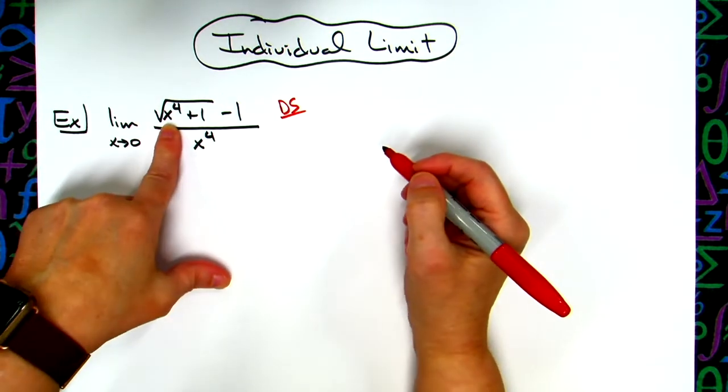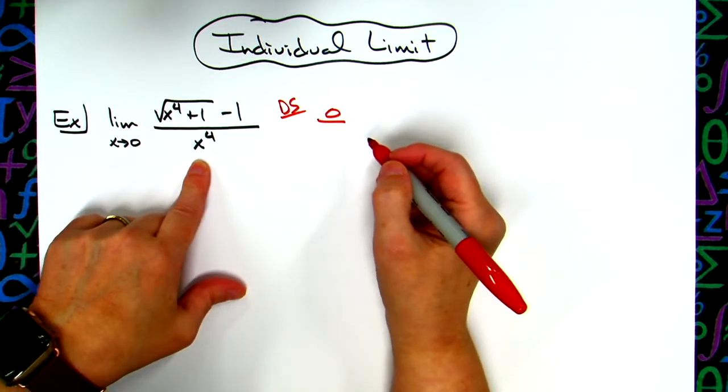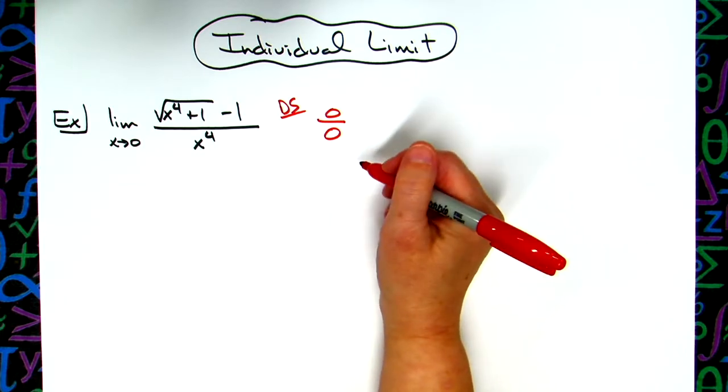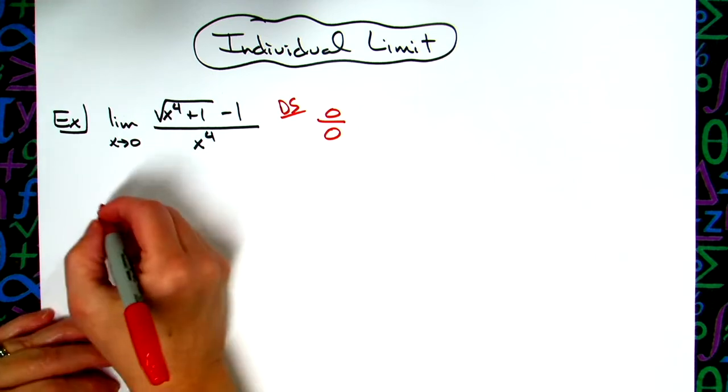So when we plug in 0 here, square root of 1 minus 1 is going to give me a 0 on top. When I plug in 0 on the bottom, I'm going to get that 0 in the bottom as well. Okay, so that means indeterminate form, which means that I have to do other work in order to get this limit to work out.